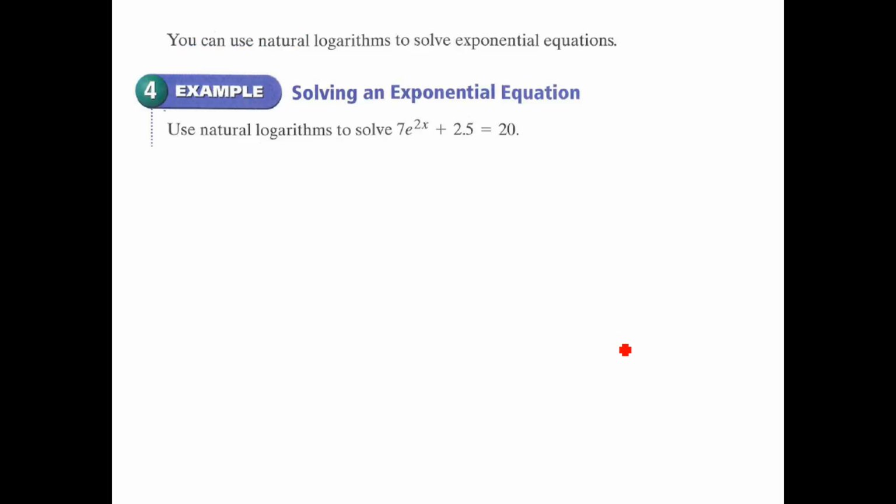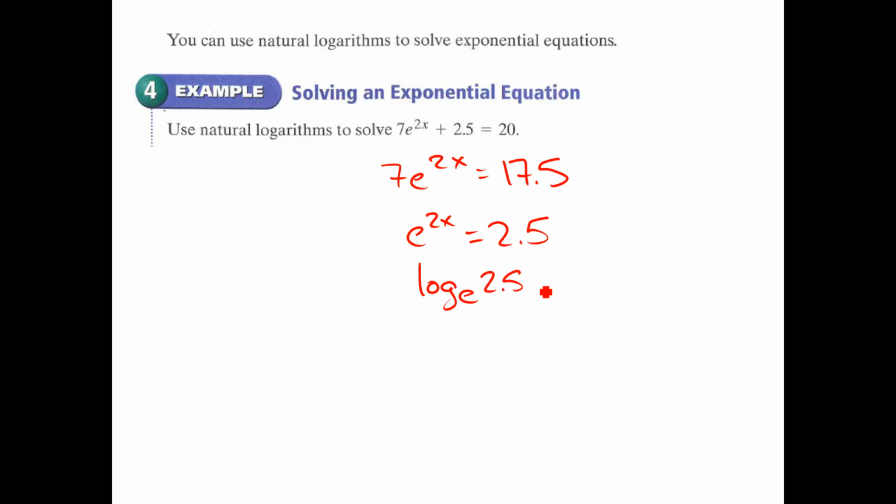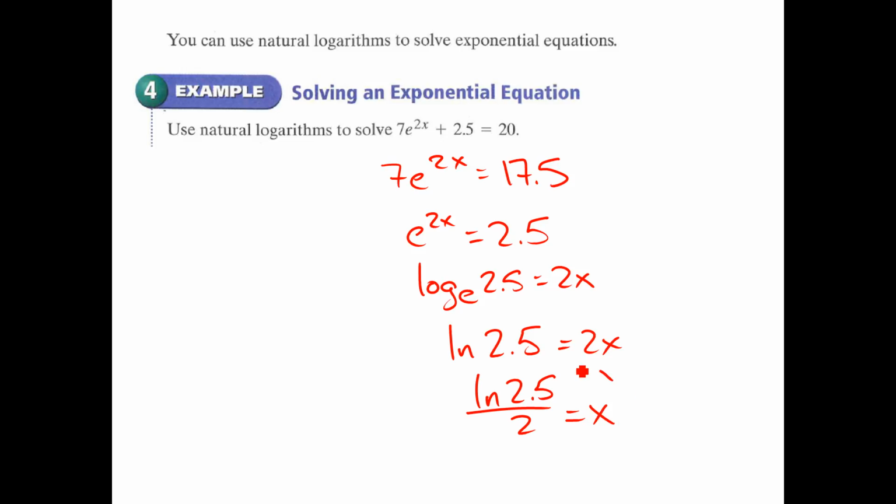Let's try one more, trying to get x by itself. So first step, subtract 2.5. Divide by 7. And that turns into 2.5, actually. Now, how would we get e out of here? Rearrange this. This is log base e of 2.5 equals 2x. And remember, instead of writing log e, we're going to write natural log 2.5 equals 2x. So just one step left. Get the x by itself. You're going to divide by 2. Not natural log of 1.25. Don't divide the 2.5 by 2. The entire natural log gets divided by 2.